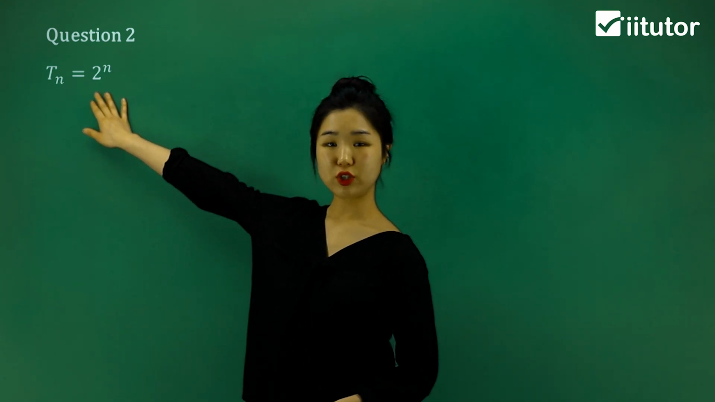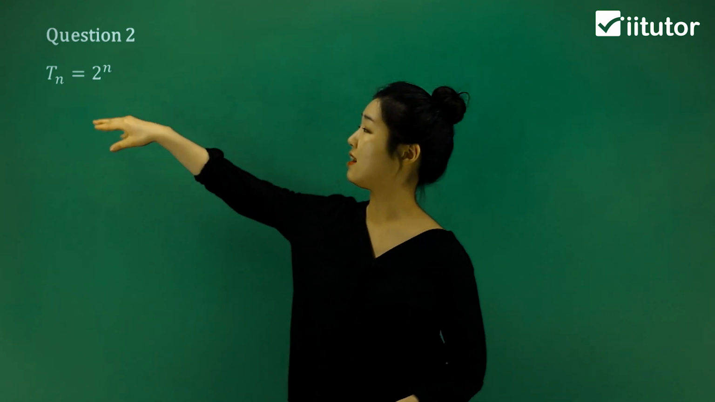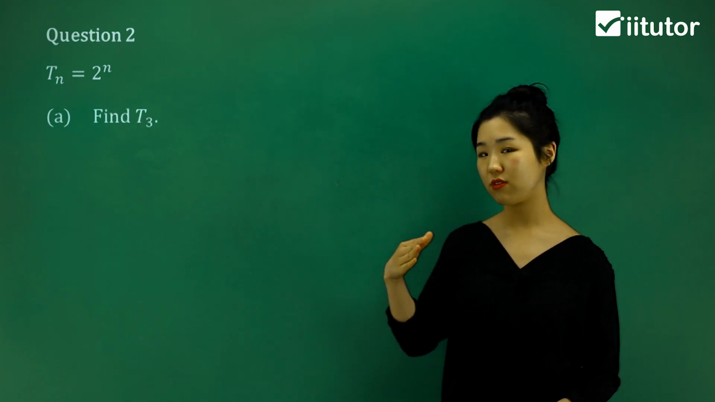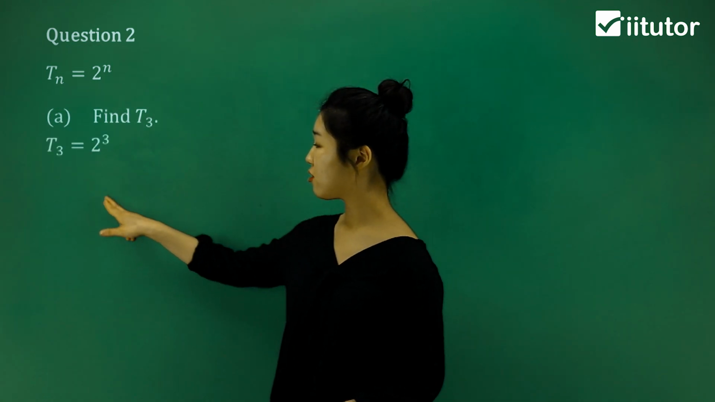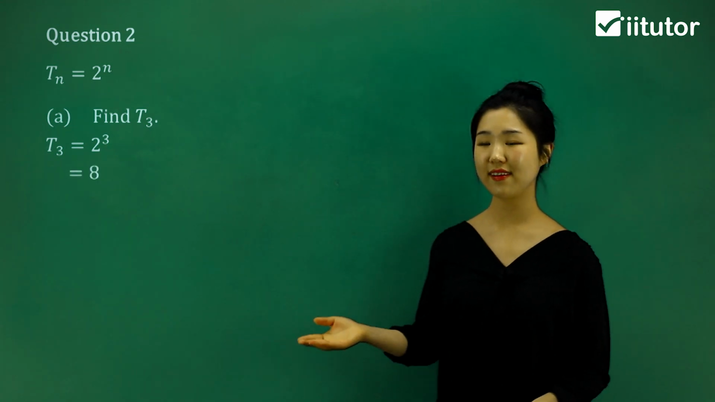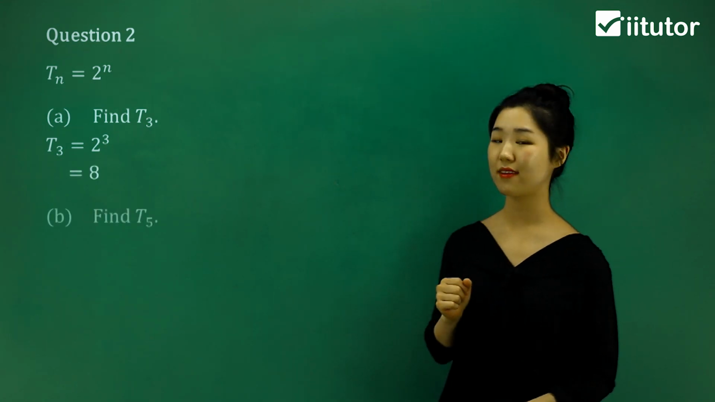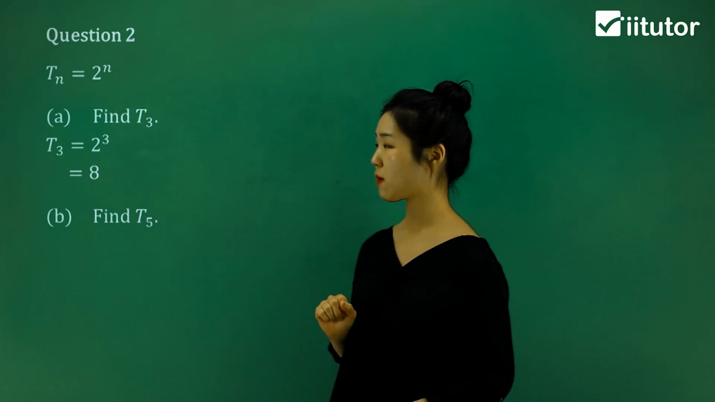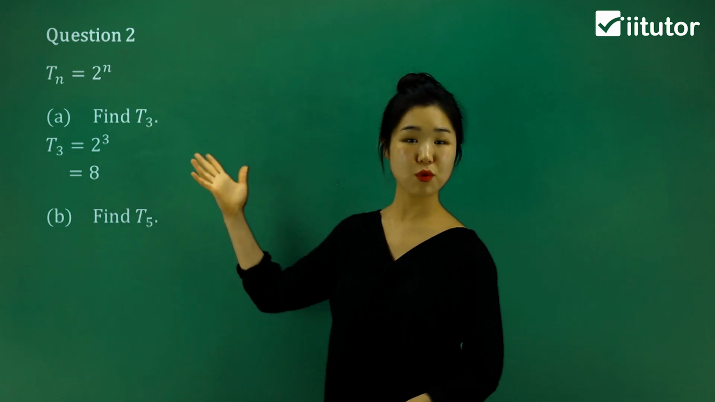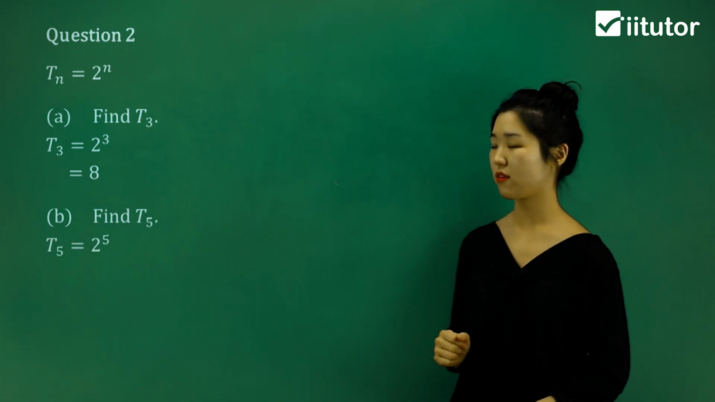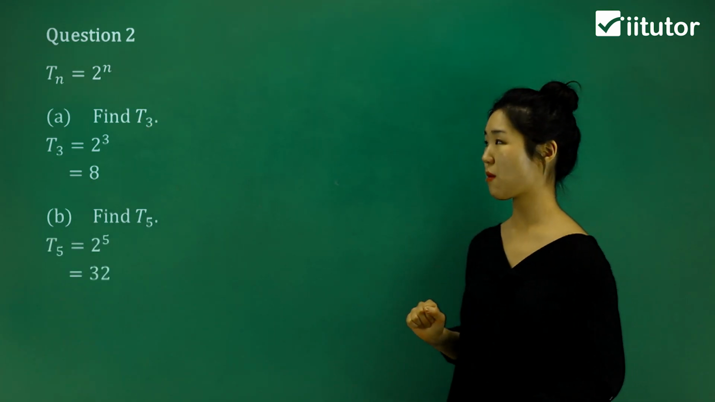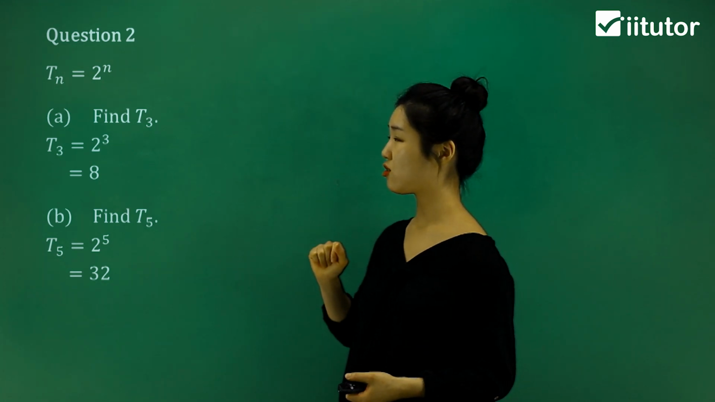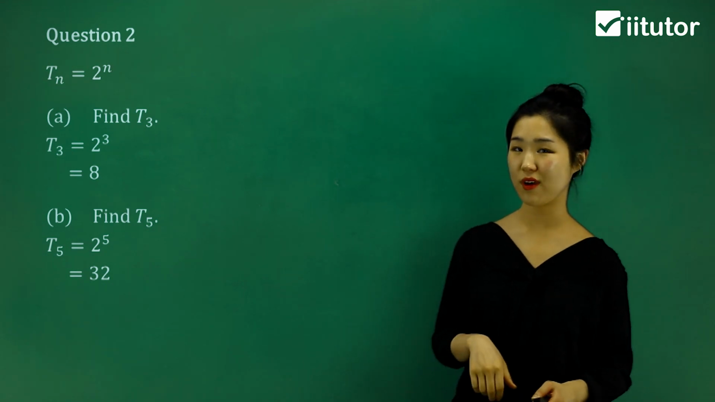Question 2. Again, they give us a general term of some particular sequence. Tn is 2 to the power of n. So if I want to find T3, the third term, simply sub n as 3. So 2 to the power of 3, which gives us 8, is the third term of the sequence. Now B, T5, which means the 5th term. I want to find the 5th term of the sequence, replace the n with 5. So it's 2 to the power of 5, which is going to be 32. That's the 5th term of the sequence. As simple as that. So you just need to basically substitute it into our general term, and you'll get whatever term you want.